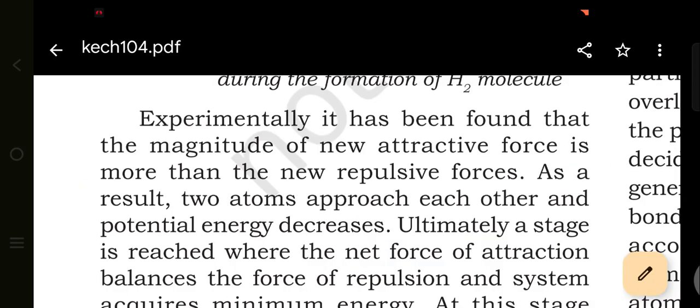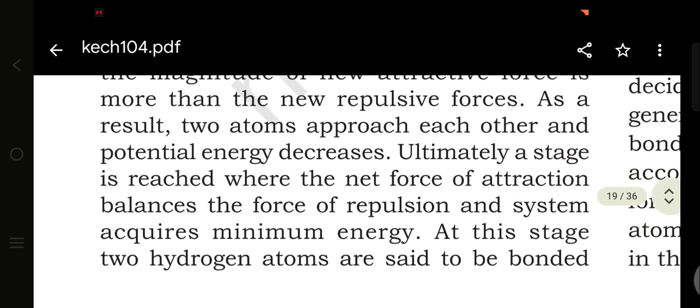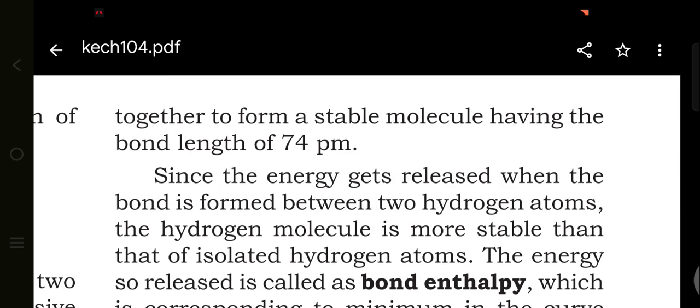Experimentally, it has been found that the magnitude of the net attractive force is more than the net repulsive forces. As a result, the two atoms approach each other and potential energy decreases. Ultimately, a stage is reached where the net force of attraction balances the force of repulsion and the system acquires minimum energy. At this stage, two hydrogen atoms are said to be bonded together to form a stable molecule having the bond length of 74 picometer.